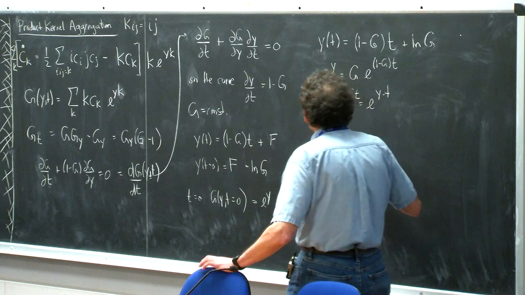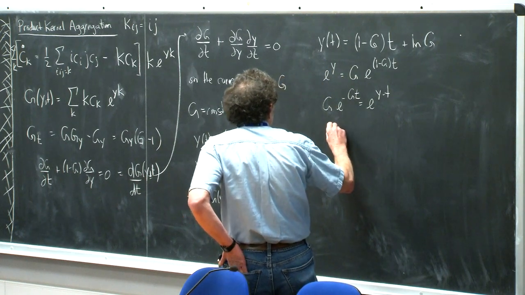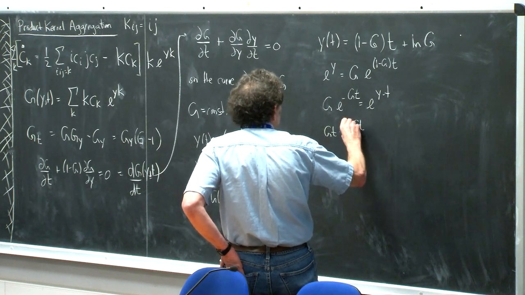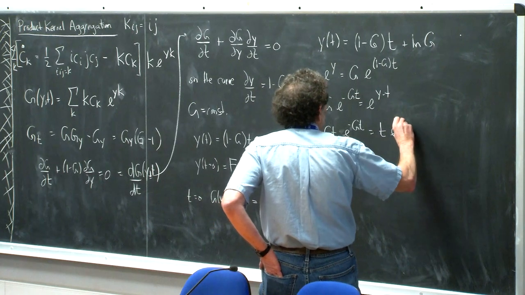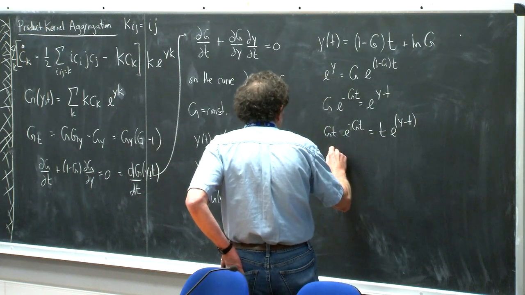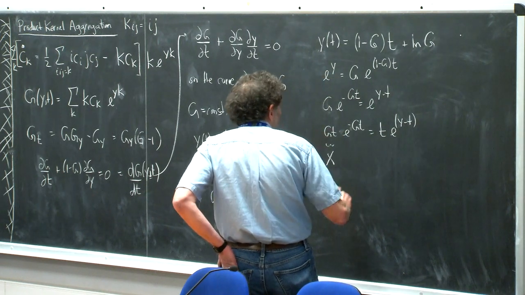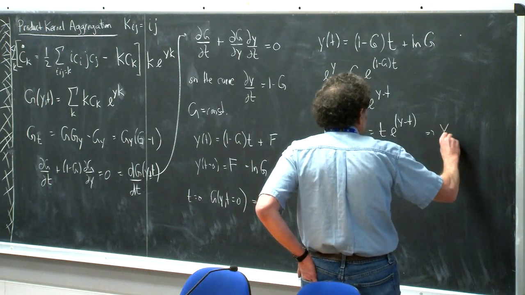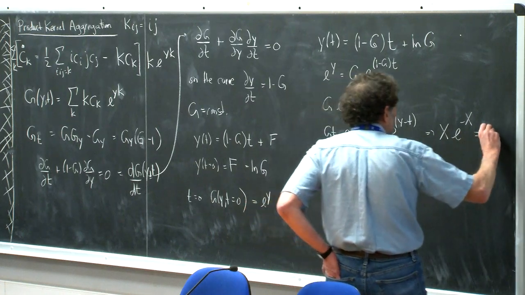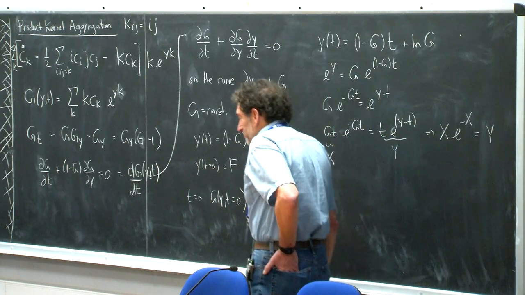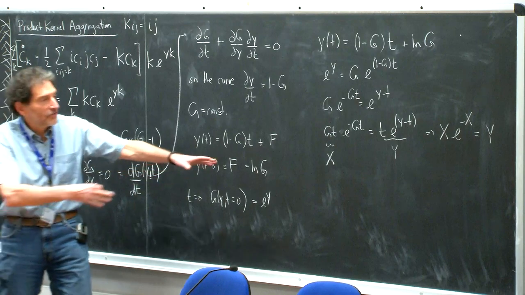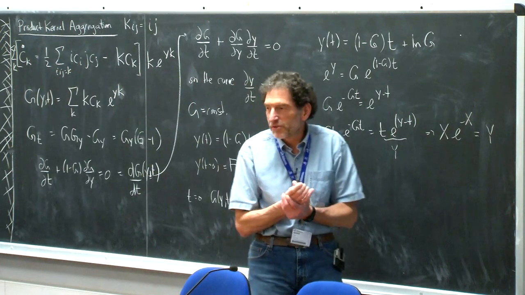And this is where the black magic comes in. Anyways, let me do one more step here: let's call this g t e to the minus g t, so it's all involving g t, equal to t e to the y minus t. Let me call this thing x. Then we have the equation x e to the minus x, and let me call all this stuff here equal to y. So we have y as a function of x, but what we want is x as a function of y. If I could invert this, turn this function inside out, then I'd have the solution to the problem.